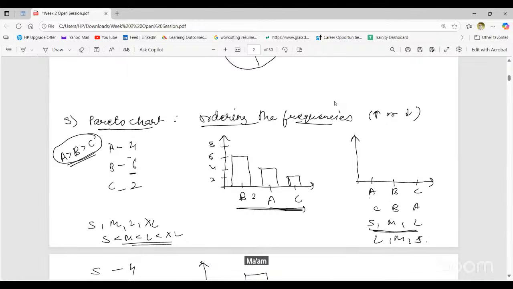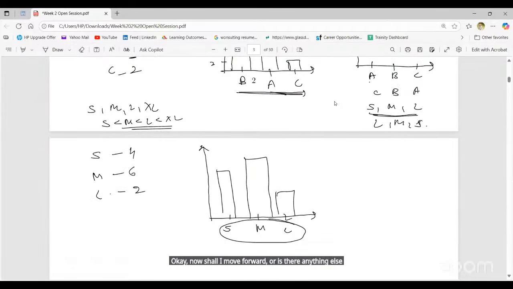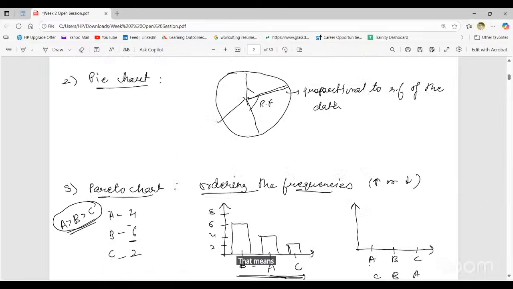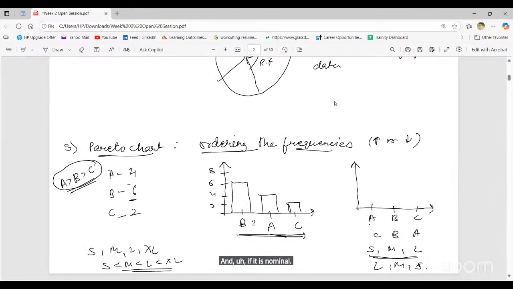Ma'am, so we can say if data is not in ascending or descending order, then it is not a Pareto chart, right? Yes, correct. Thank you. Okay. Now shall I move forward, or is there anything else? That means for a Pareto chart, the frequency must be ordered. That is the first case. Then the second thing, if it is ordinal, then we have to maintain the order. And if it is nominal, then we have to arrange it in the ordering of highest frequency. Yeah, if it is saying in the question that you have to make a Pareto chart, then only.